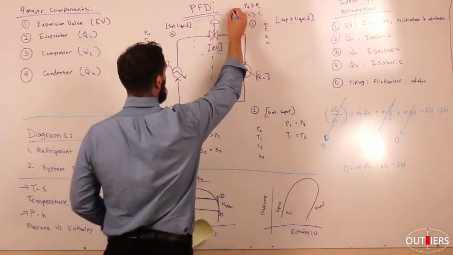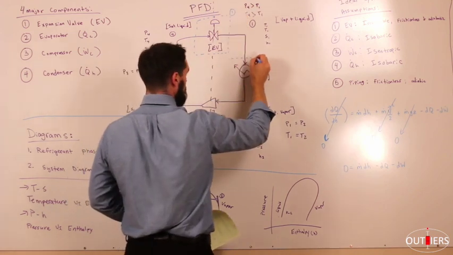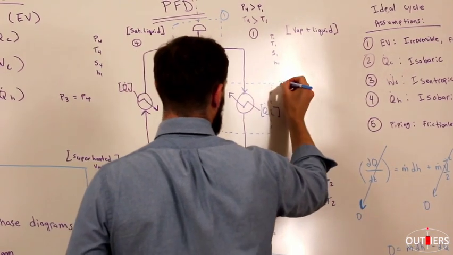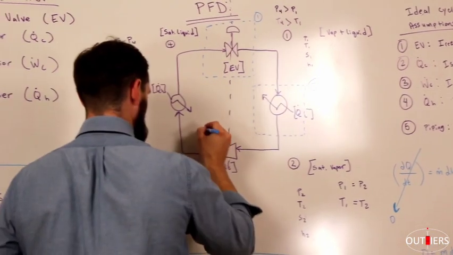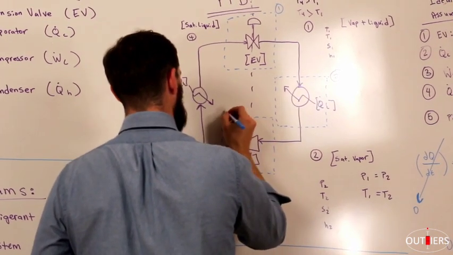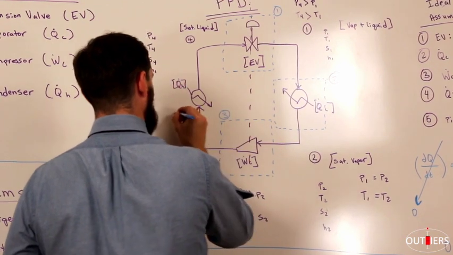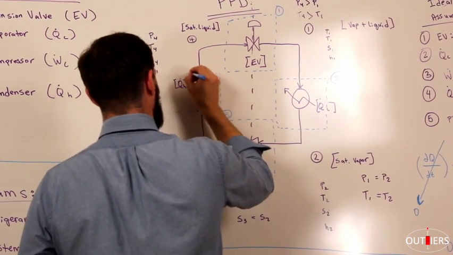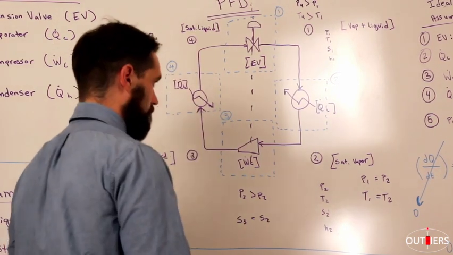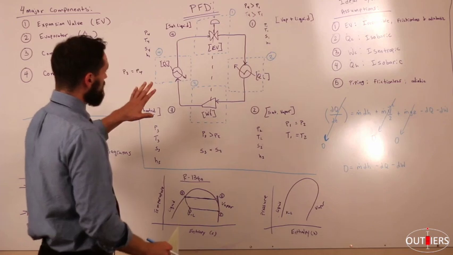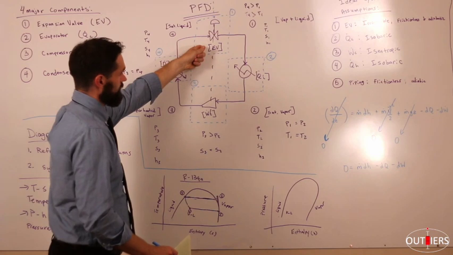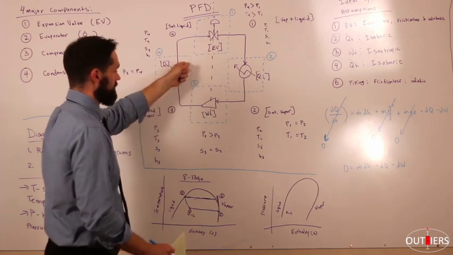We'll call this system boundary 1. Call this system boundary 2. Call this system boundary 3. Call this system boundary 4. Now what we're going to do is start to develop equations for the energy balance for system 1, system 2, system 3, and system 4.